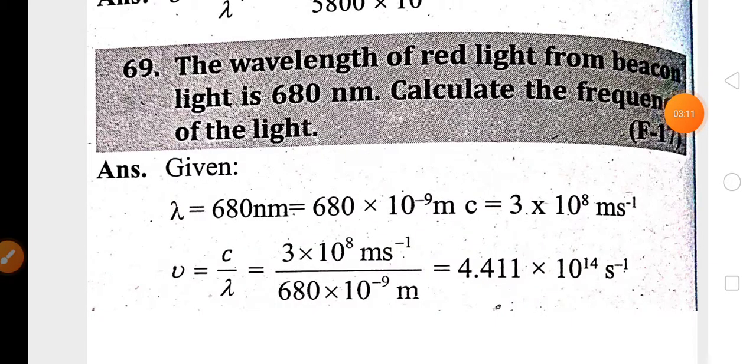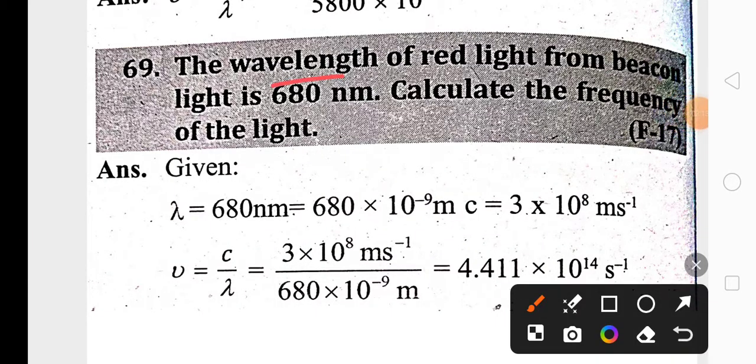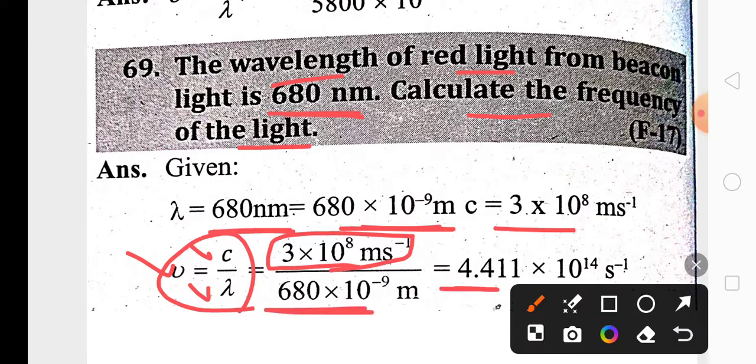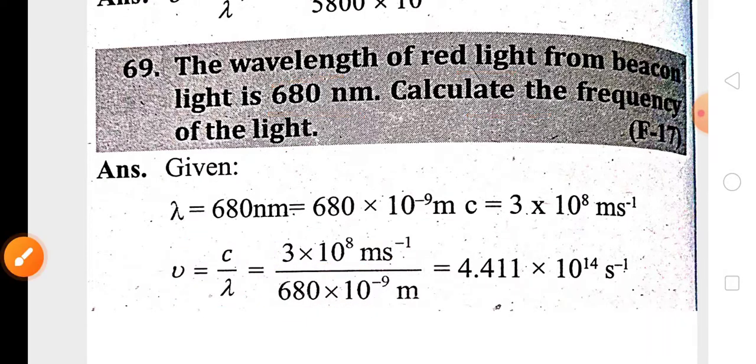We have one more numerical here. The wavelength lambda of red light from a beacon's light is 680 nanometer. Calculate the frequency of light. So the wavelength is 680 nanometer. We need to convert into meter by multiplying with 10 to the power of minus 9, and velocity is 3 into 10 to the power of 8. Frequency is equal to velocity divided by wavelength. We will substitute the values of velocity and wavelength. We will get the answer in unit per second, 4.411 into 10 to the power of 14 per second.